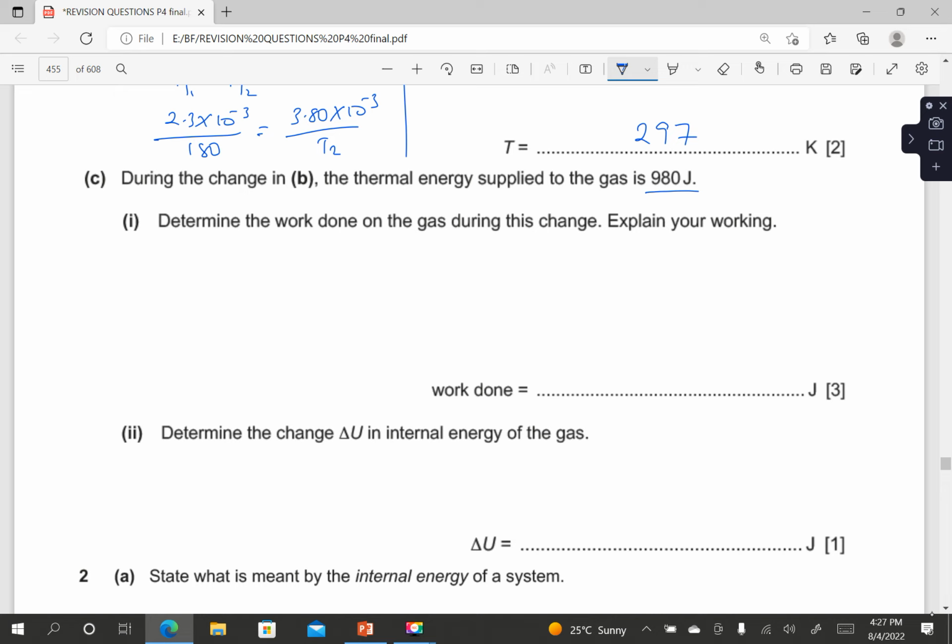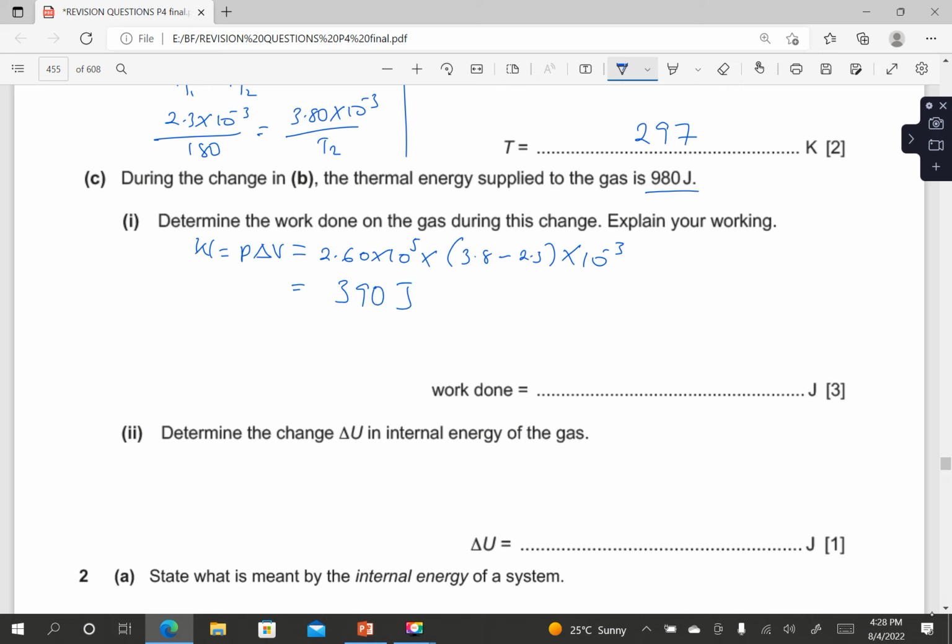So let's find the work done. The work done by the gas is pressure times change in volume. This is going to be 2.60 times 10 power 5 pascals. The volume is increasing, so the change in volume is 3.8 minus 2.3, times 10 power negative 3. So this is 390 joules.